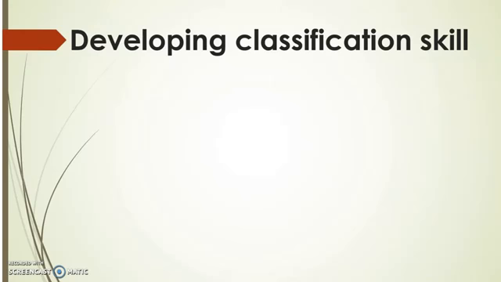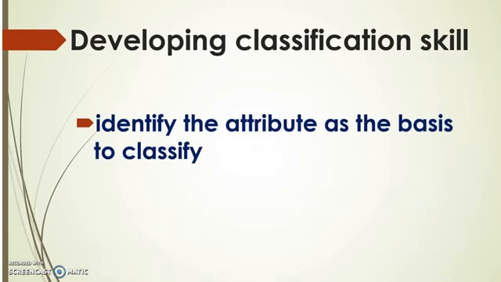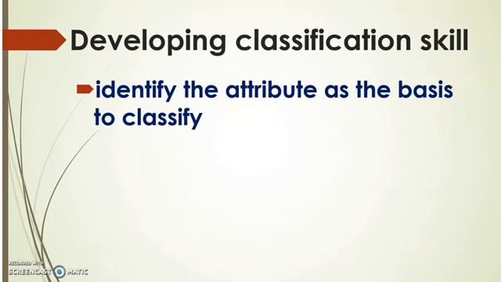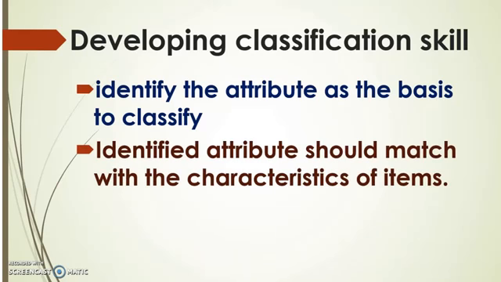Let us see how we can develop classification skills among our learners. First, we should ask our learners to identify the attribute as the basis for classification. Whatever they want to classify, in whatever groups, first they have to identify the characteristic or attribute on the basis of which they will classify the things presented to them. Then they should ensure that the attribute matches the characteristics of the items, meaning that the attribute should be a part of the items.